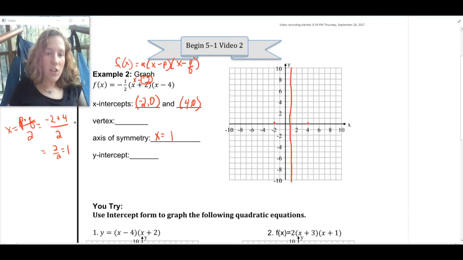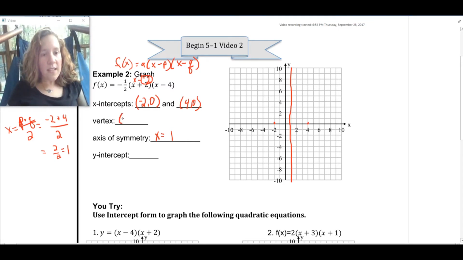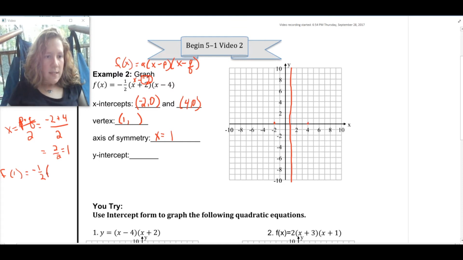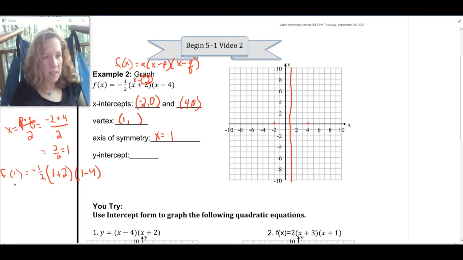All right, now I can use that information to go back and find my vertex. So the vertex is going to have 1 and then some y value. I've got to plug that in to find my y value. So I'm going back up into my original equation. Now this is going to be a little bit more complicated because I do have an a this time. So f of 1, so I'm just plugging in that axis of symmetry value, equals negative 1/2 times, and then I've got x plus 2, so I'm going to put 1 plus 2. And then my second binomial is x minus 4, so I'm going to put 1 minus 4, because I'm replacing all my x's with 1's.